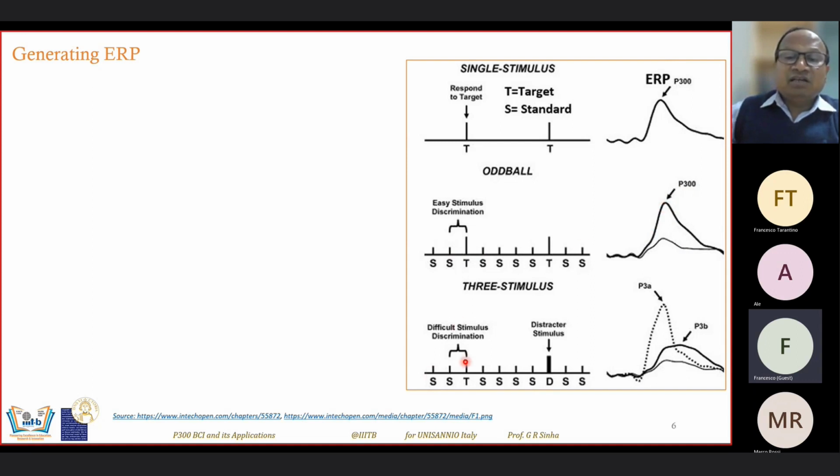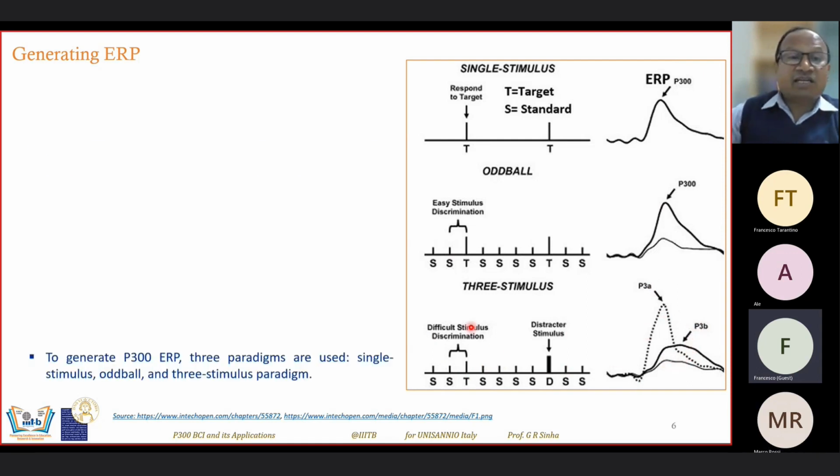But here, there is difficult stimulus discrimination between the two, and then there is one more. So what happens is that you may get responses like these, two different peaks, but they are not actually the correct target. So let us understand this.